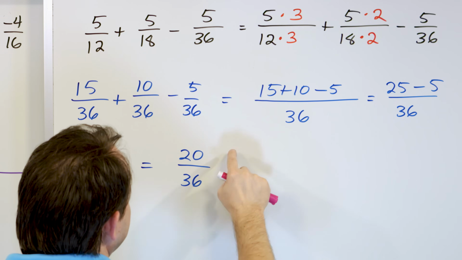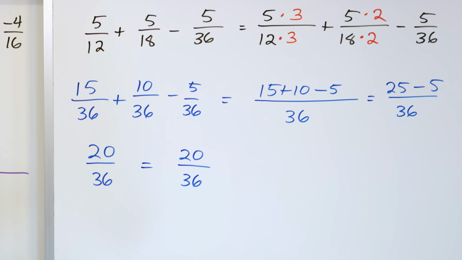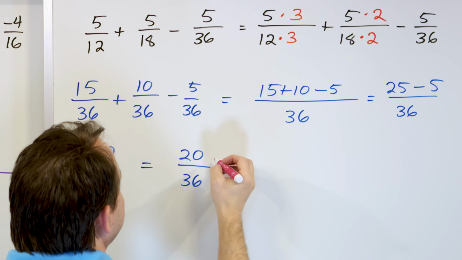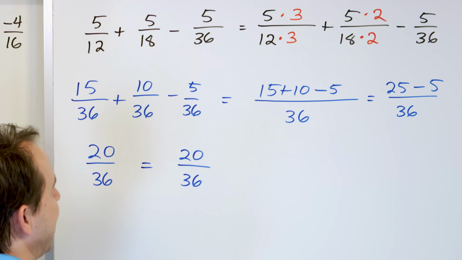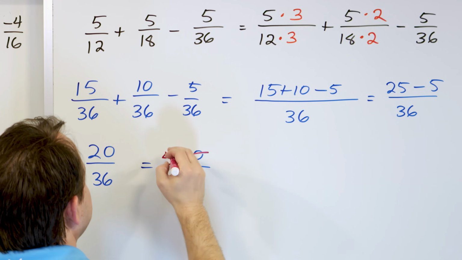Now I'm going to divide the top and bottom by something to try to simplify. I can write it dividing by 2 or dividing by whatever I think works. What I'm going to do, because I'm not sure what to do right away, is divide top and bottom by 4. 20 divided by 4 is 5.